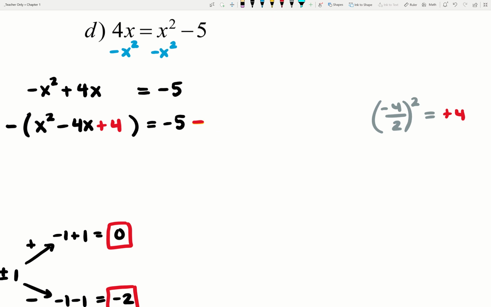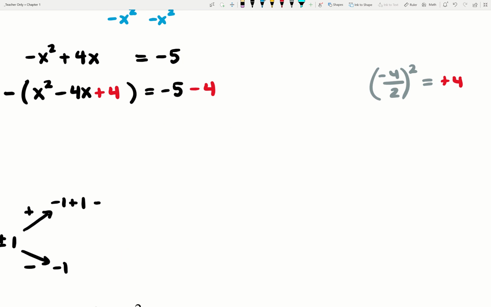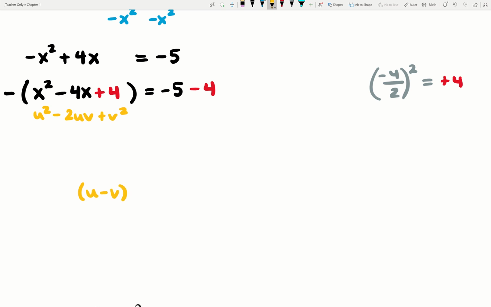We could have also written that as a plus -4, but remember, plus negative turns the operation into a subtraction. I'm going to go ahead and erase my previous answer here just to save room for the one that I'm currently doing. Now that I have something that looks like a perfect square trinomial, u squared minus 2uv plus v squared, I know that will factor into u minus v squared, and so I'm going to apply that here. So we have the negative that was out front, but now I have x minus 2 squared as the factorization. And then I also have -5 minus 4, which gives me -9.